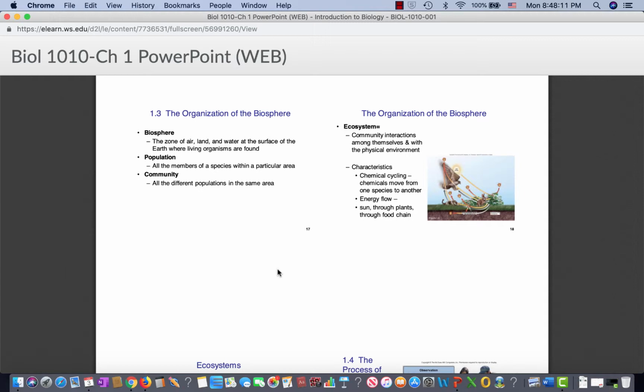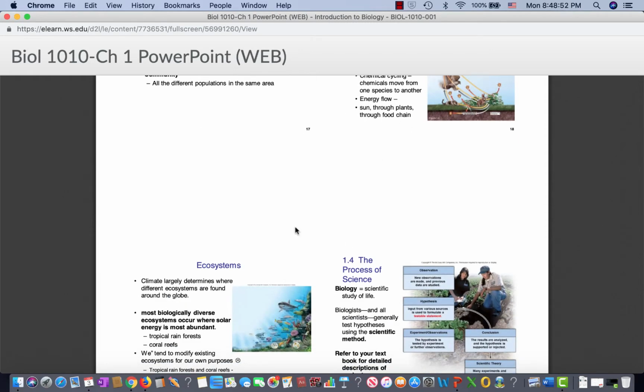Organization of the biosphere. The biosphere is the zone of air, land, and water at the surface of the earth where living organisms are found. The population is all members of a species within a particular area, and then a community is all the different populations in the same place. The ecosystem is the community interacting with itself and the physical environment. The characteristics of this would be chemical cycling, moving chemicals from one species to another, and energy flow. Ultimately all energy on this planet comes from the sun, and so it flows from the sun through plants down into the food chain, or more accurately, the food web.